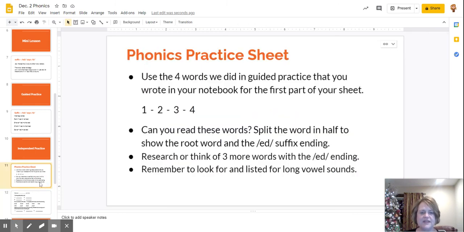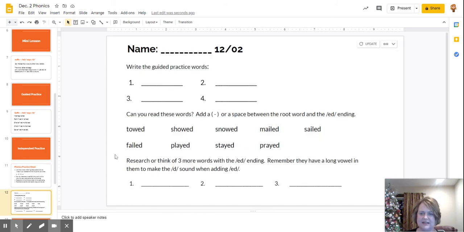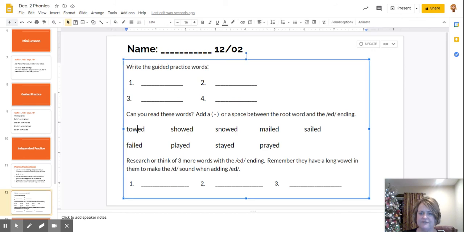Then can you read these words? Split the word in half to show the root word and the ED ending. So remember, you're clicking after the end of the root word and putting some space in there. Okay, so go ahead and do that, or you can add the takeaway sign to separate it like that, however you would like to do it.